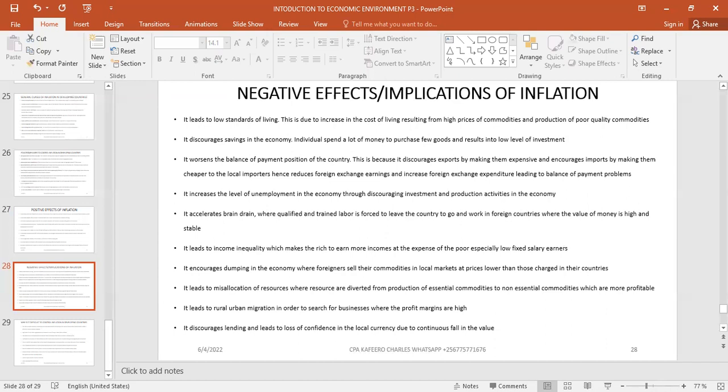Then the other one, it increases the level of unemployment. As we said, this level of unemployment comes in as a result of even those companies which were working, because there are high prices and people are not buying the items, so they can shut down the business. And when they close the business, we expect that they are going to lay off the workers. And when the workers are laid off, they will be in a situation whereby they don't have what to do and they will just be unemployed.